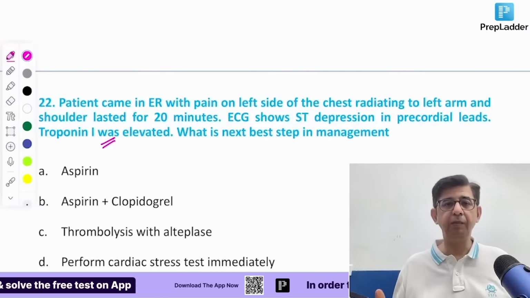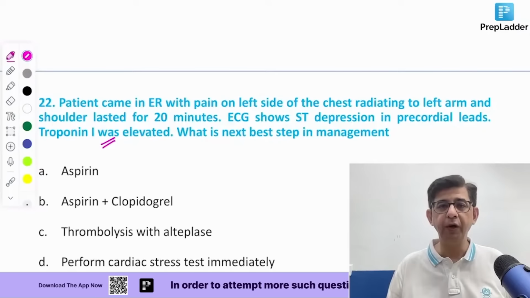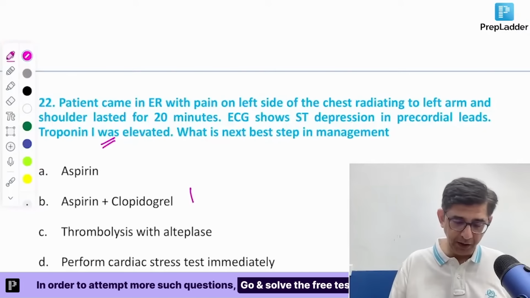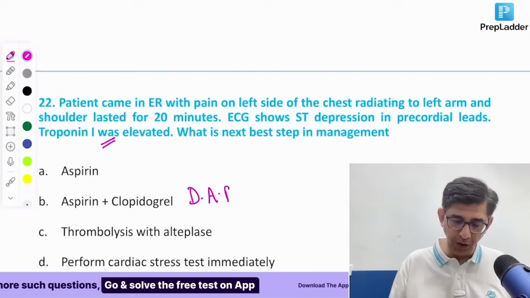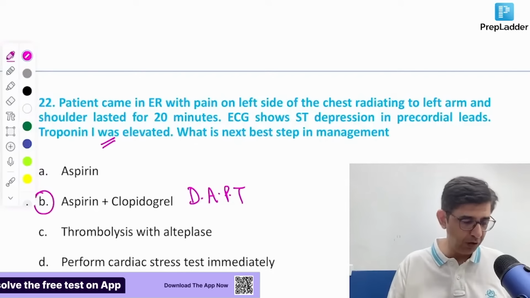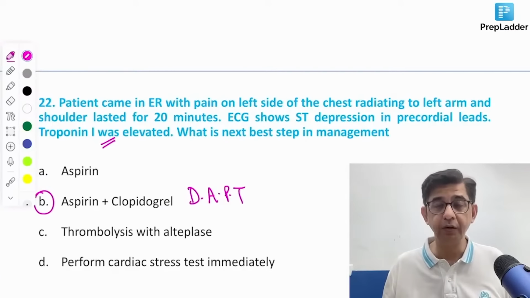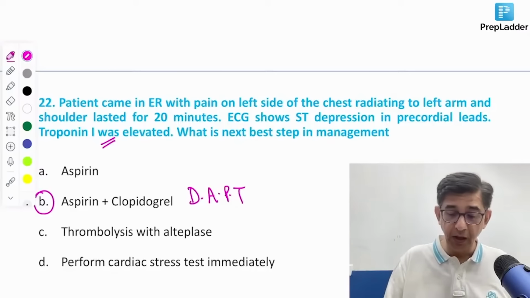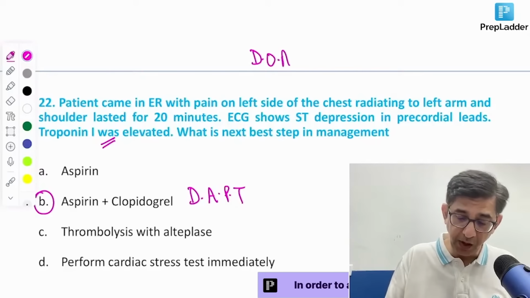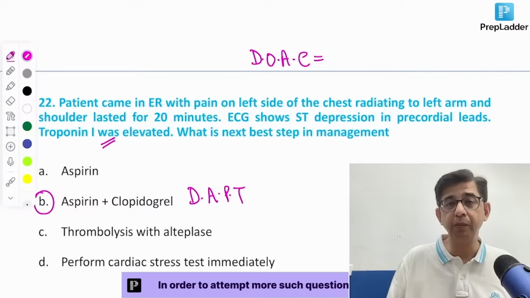Yes. I will be giving aspirin and I need to give clopidogrel. It is dual antiplatelet therapy. It is DAPT, dual antiplatelet therapy that should be given in all of these patients. This is very simple. No, it's not DOAC. It's not DOAC. That would be oral anticoagulants. Don't answer DOAC. DOAC is going to be apixaban, rivaroxaban.